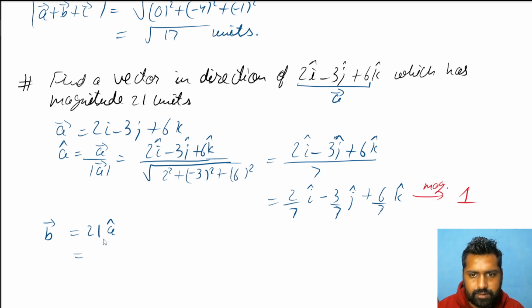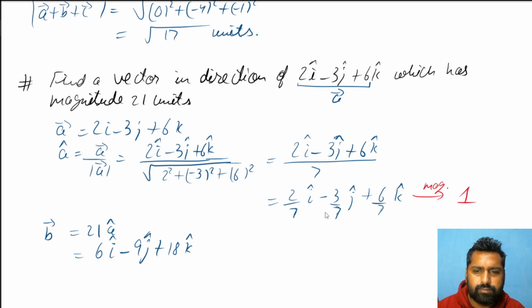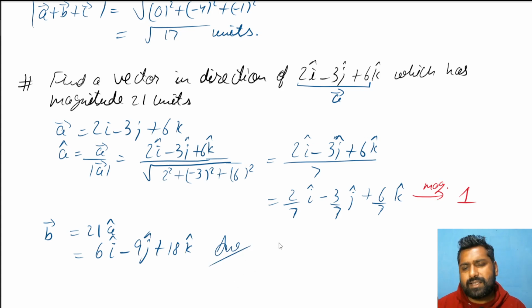So you will get a factor of 3, since 7 was in division and I cancelled it with 21. So 6i minus 9j plus 18k. That gives us a factor of 3 in multiplication, or you multiply every term with 21 and solve it. That's the answer. So every time you are asked to get a vector in the same direction with a different magnitude, first of all get the direction and then multiply that vector with whatever magnitude is required.